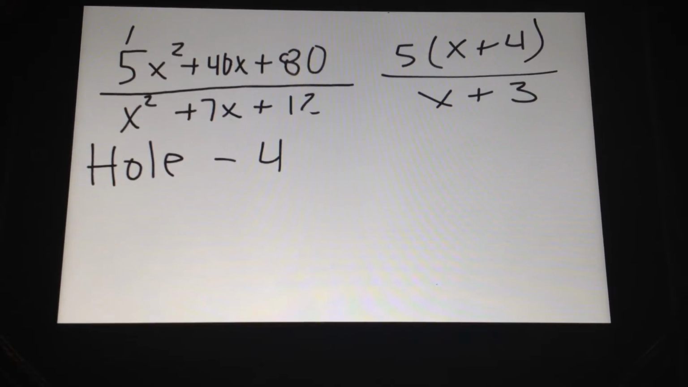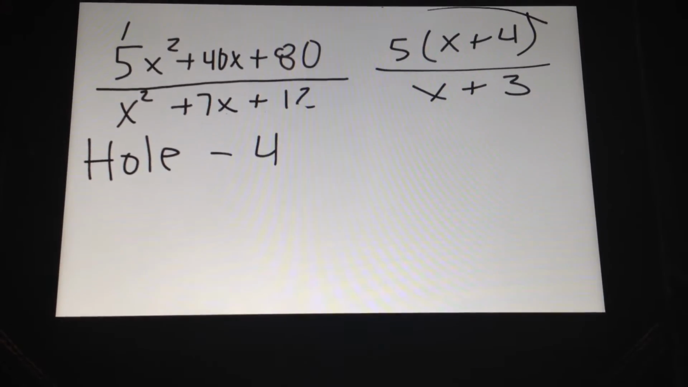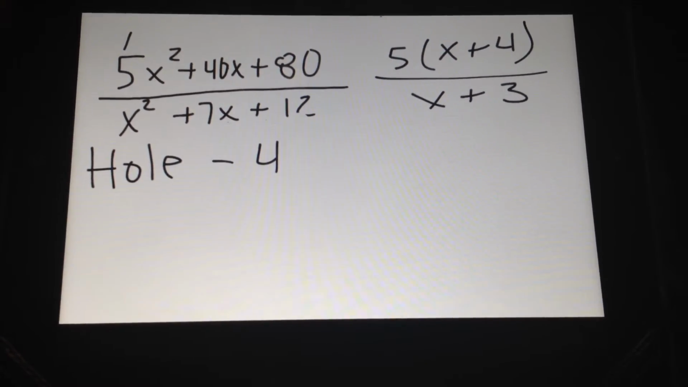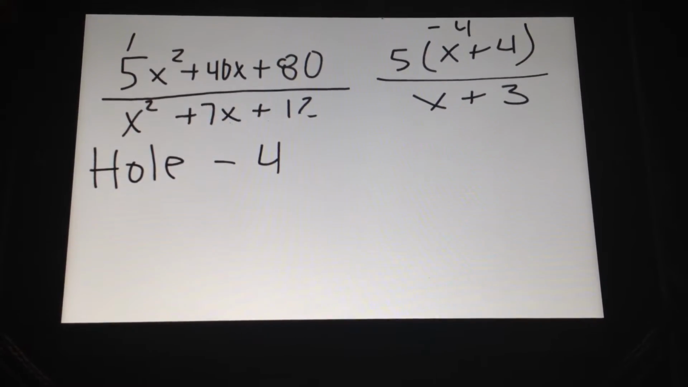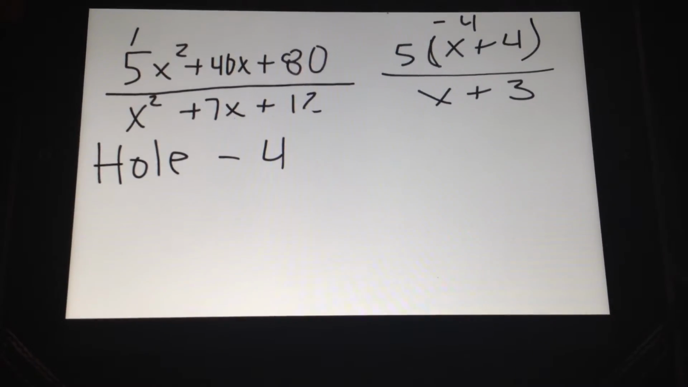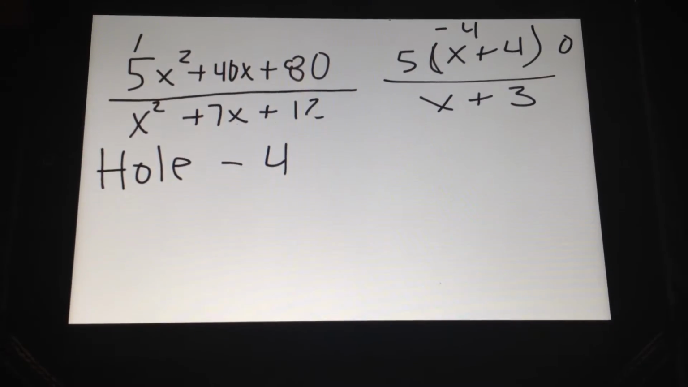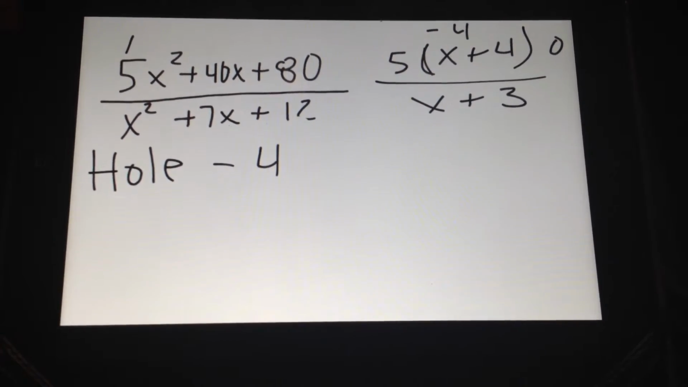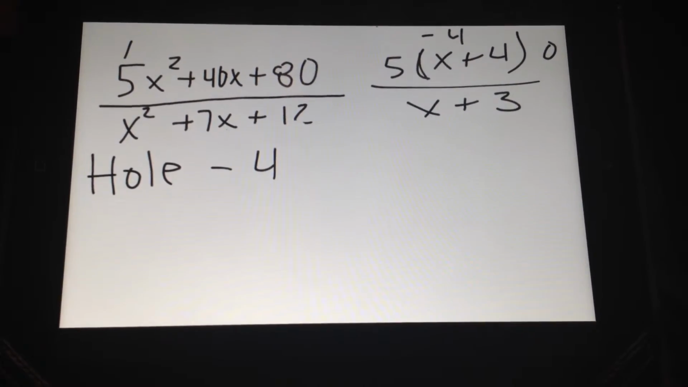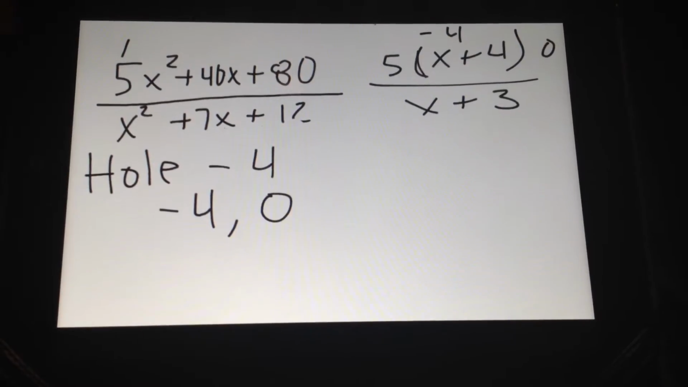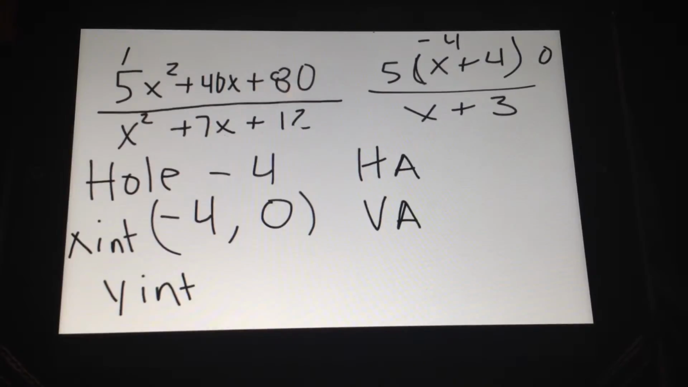Okay. Now let's do x-intercepts. Well, x-intercepts is when you make the top part equal 0. So if you put a negative 4 in here, it'll be 5 times the quantity of negative 4 plus 4, which is 0. So 5 times 0 equals 0. So the way to make that equal 0 would be when x is equal to negative 4. So the x-intercept would be at negative 4.